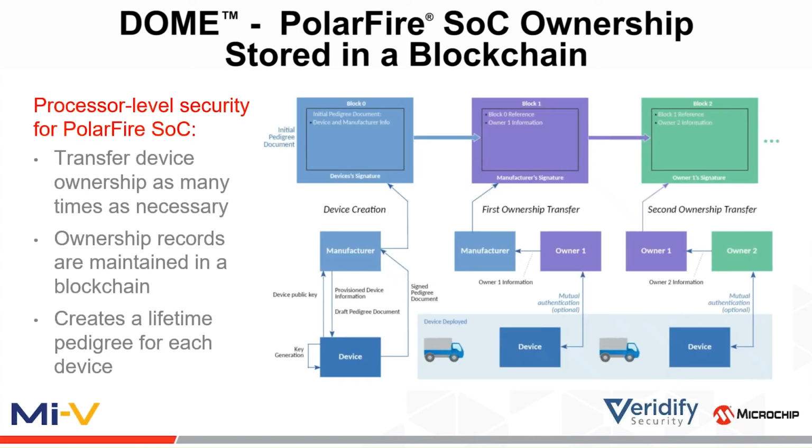In this diagram, we show a bit more detail. You can see how the ownership credential is maintained in a chain of blocks, or blockchain, for each processor. The processor only needs to connect with its owner, and the blockchain maintains a lifelong pedigree for each processor in the system.